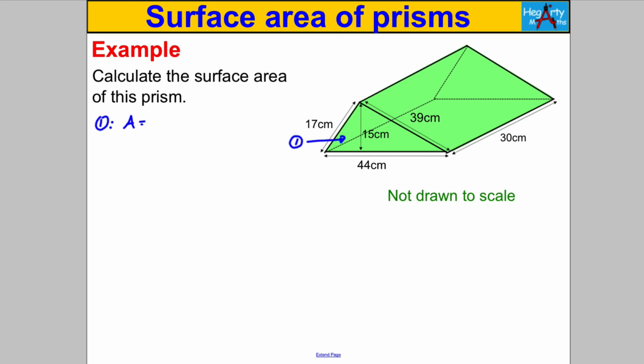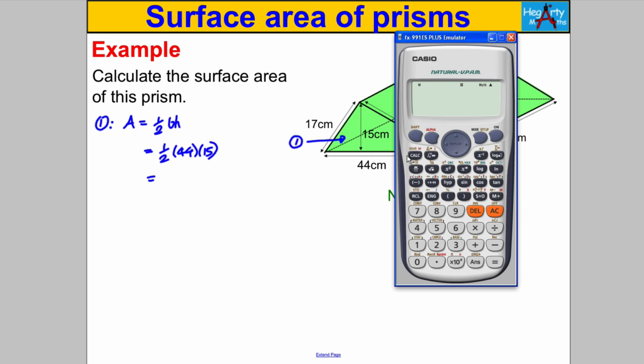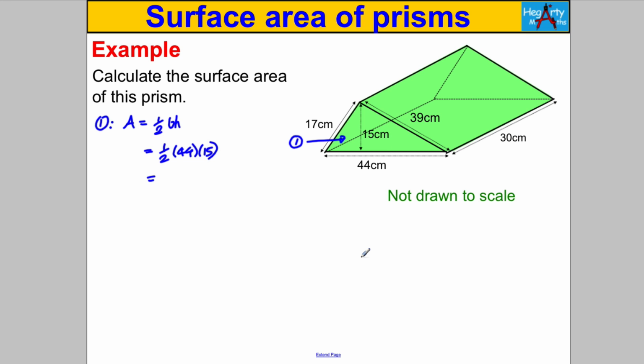So in this case, the area is going to be a half multiplied by the base multiplied by the height, which is going to be a half multiplied by 44 multiplied by 15. So when we do that on our calculator, we get 330. So that's 330 centimeters squared. But remember, there's going to be two of these. Now let's do the other shapes.